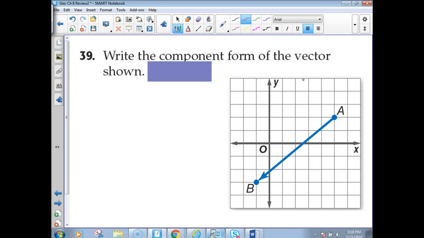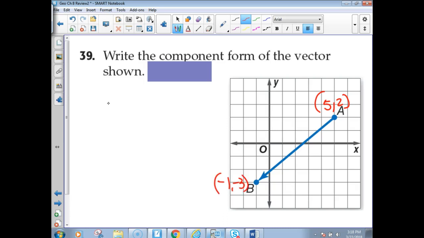Okay, 36, write component form of the vector. To do component form, you need to know where the vector begins and ends. A, the initial point, is 5, 2. And the terminal point, B, is at -1, -3.